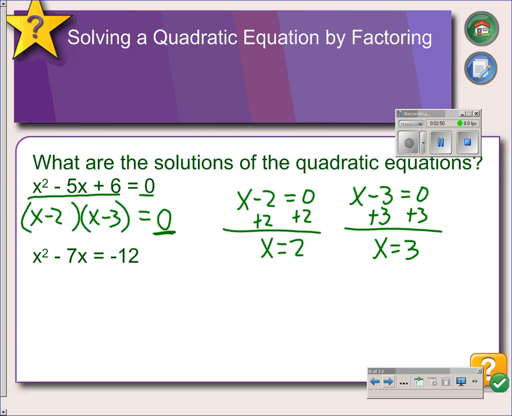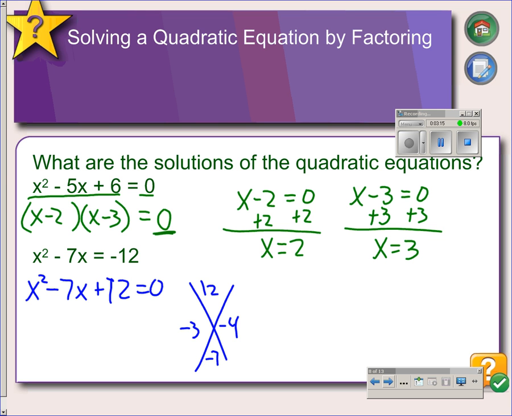In our second example, we cannot use the zero product property yet because the equation does not equal 0. So first thing we'll do is add 12 to both sides so that it equals 0. From here, we will factor it. Two numbers that multiply to make 12 and add to make negative 7 would be negative 3 and negative 4. So this will factor as x minus 3 and x minus 4.